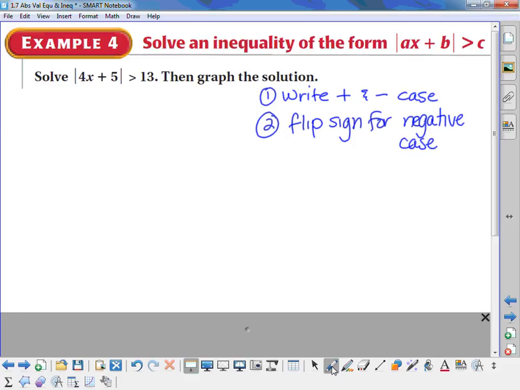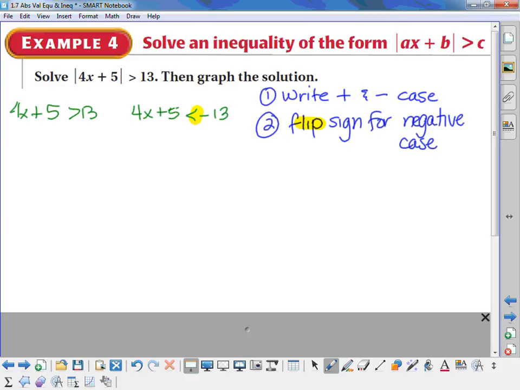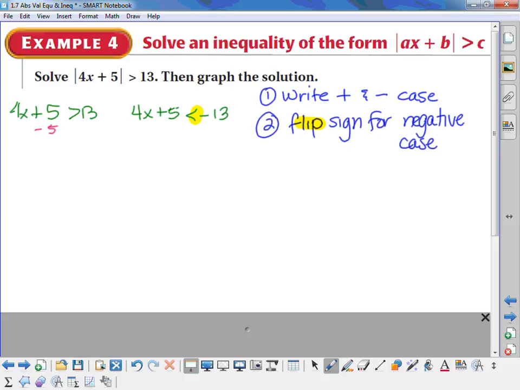So my two inequalities are going to be 4x plus 5 is greater than 13, and 4x plus 5 is less than negative 13. Okay? So you see that I flipped the sign for the negative case. And then you solve it just like you would an equation. So, subtract 5 from both sides on both of them. And I get 4x is greater than 8. Here I get 4x is less than negative 18.